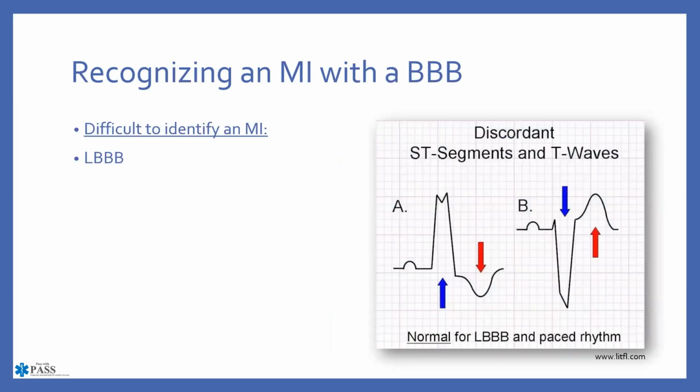So recognizing an MI with a bundle branch block, we've talked about this. I don't want to beat this horse too much. That left bundle branch block, you can kind of see in these situations which one is which. So here I have discordant and non-discordant ST segments and T waves. And some of these can be a little bit different or difficult to interpret.